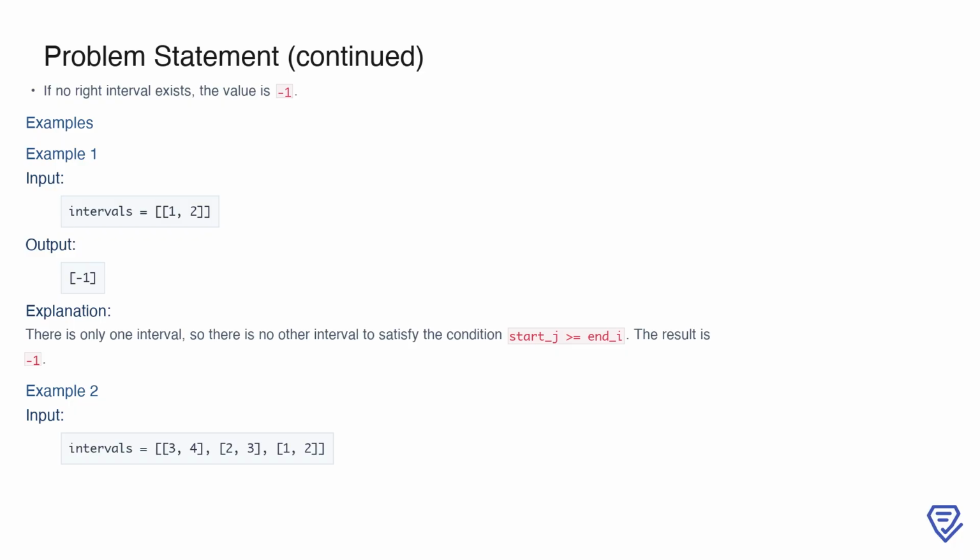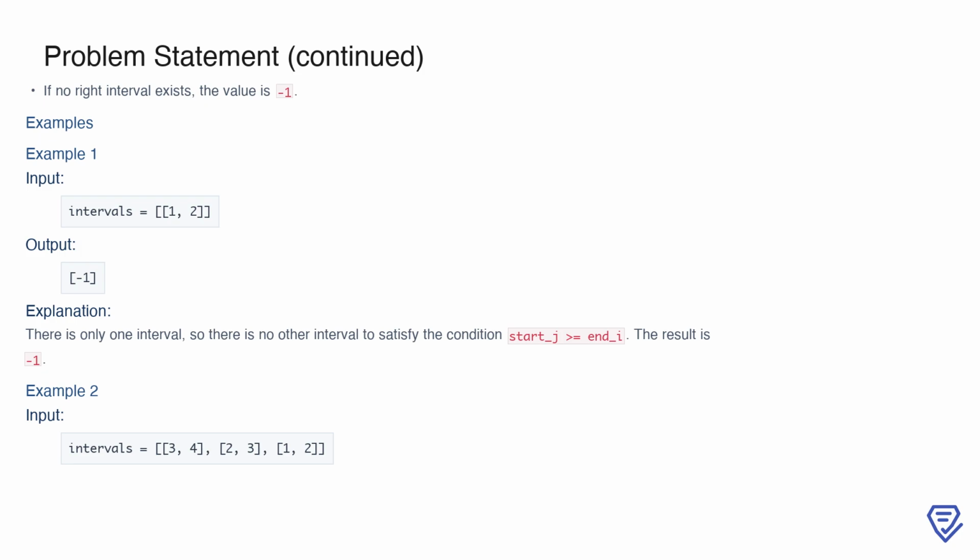Let's explore this with a few examples. In the first example, we have an input of intervals equals [[1, 2]]. Since there is only one interval in the array, there are no other intervals that can satisfy the condition where the start of another interval is greater than or equal to the end of this one. Therefore, the result is -1.